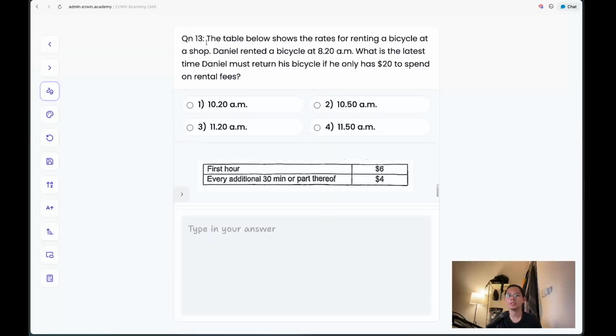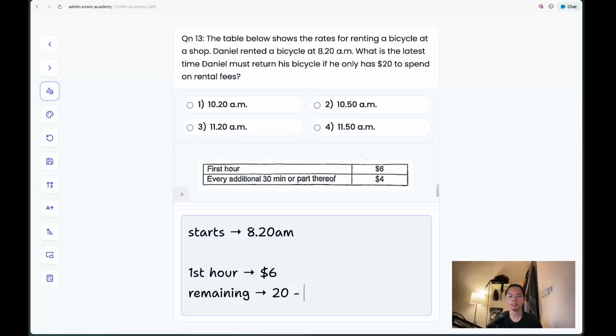Okay, question 13. The table below shows the rates for renting a bicycle at a shop. Daniel rented a bicycle at 8:20 a.m. What is the latest time Daniel must return his bicycle if he only has $20 to spend on rent fees? So we know that he starts at 8:20 a.m. The first hour will then be $6. So the remaining is basically 20 minus 6, and it gives us $14.